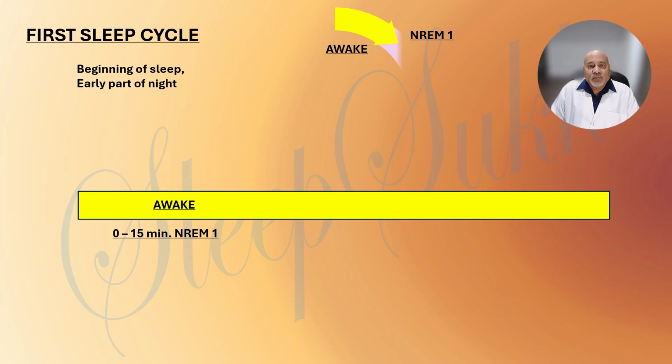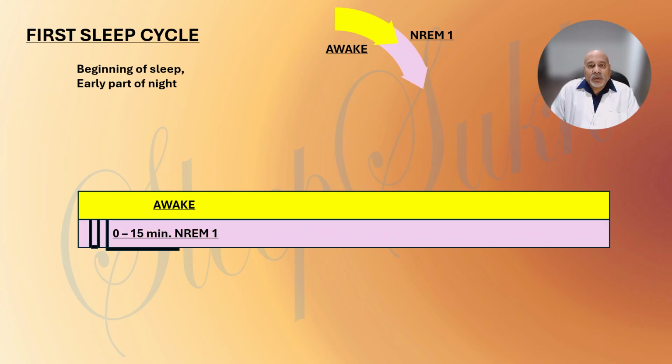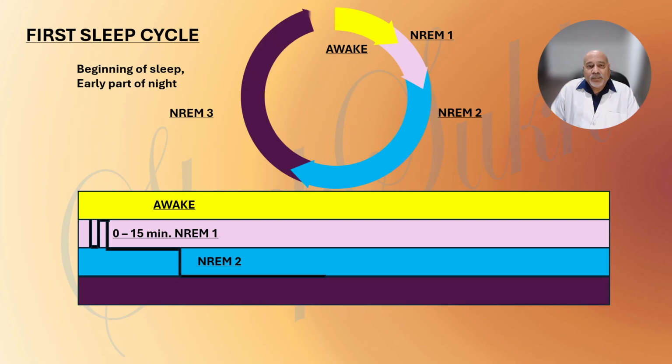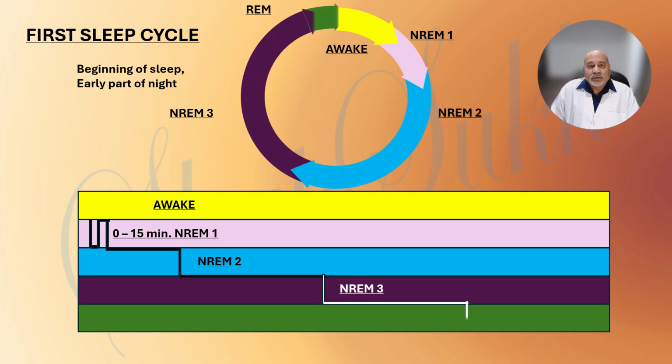As we can see here in the first cycle, from awake we pass into the superficial sleep we call non-REM stage 1. From here we enter a slightly deeper stage we call non-REM 2, and then we enter non-REM 3, which is deep and refreshing sleep. And ultimately in this first cycle we have a small portion of REM sleep. The bottom figure shows the hypnogram, which is used to record a normal person's all night sleep.